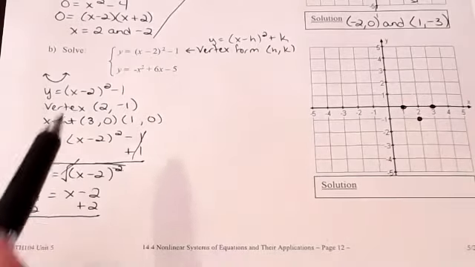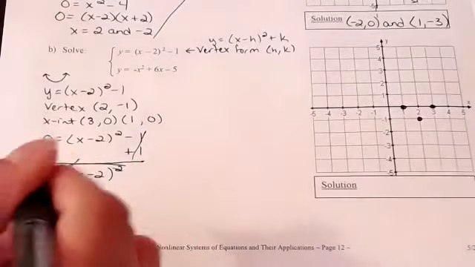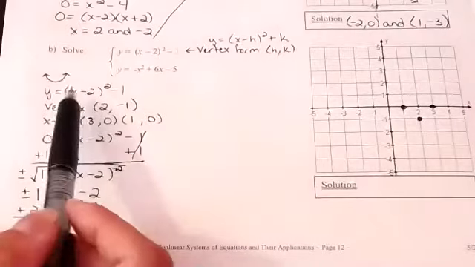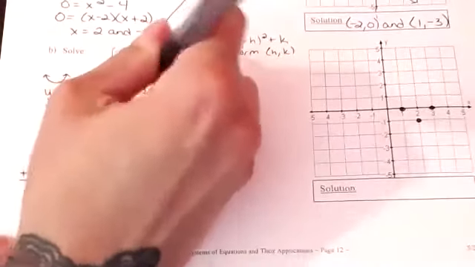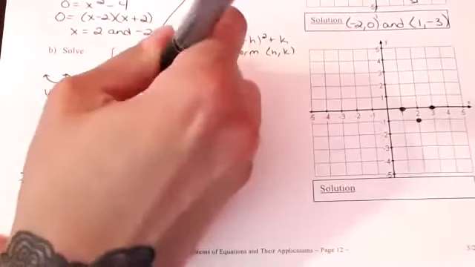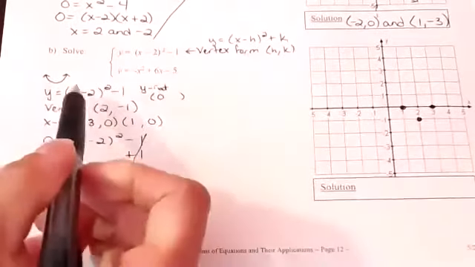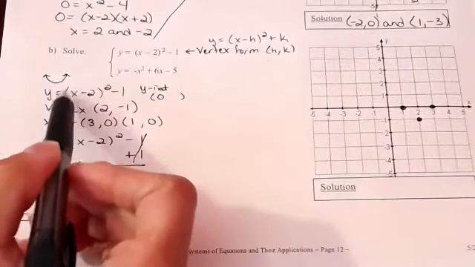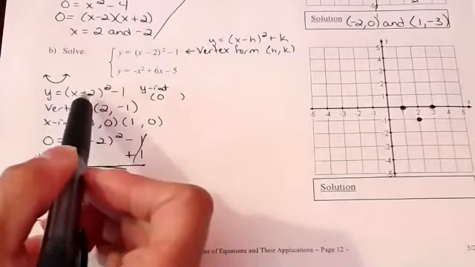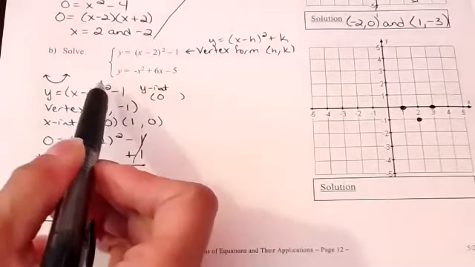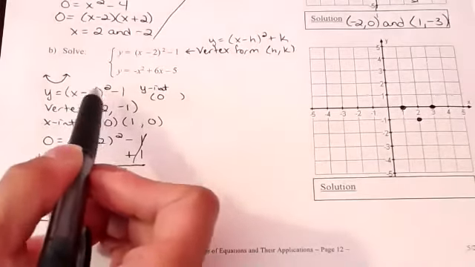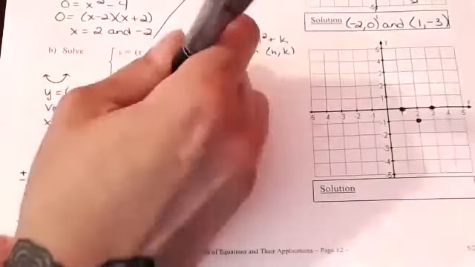y-intercept. And recall that the y-intercept is found when you plug in a 0 for x. So for my y-intercept, if I plug in a 0 for x, then we've got 0 minus 2, and a negative 2 squared is a positive 4. 4 minus 1 is 3.